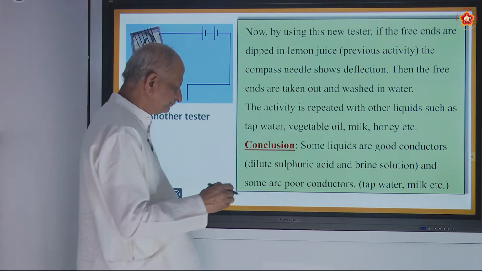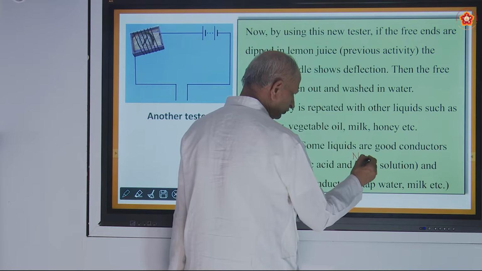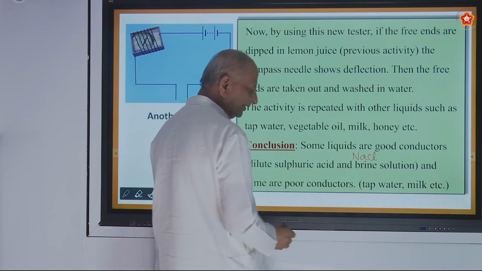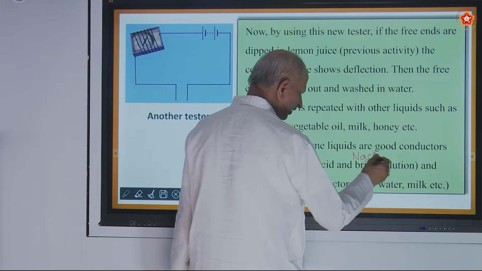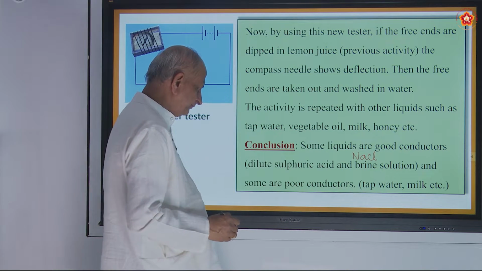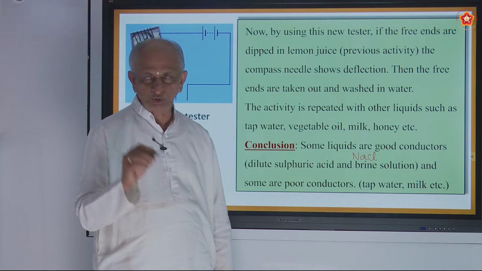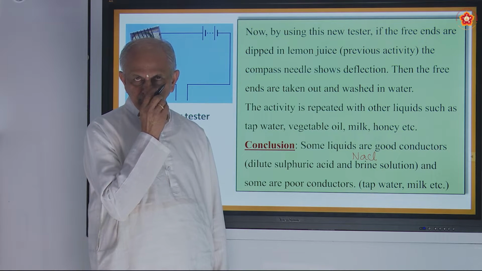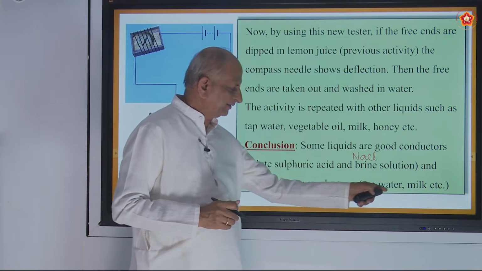What is brine? Brine is nothing but sodium chloride solution. Sodium chloride as it is not a good conductor. Only its solution is a good conductor. And some are poor conductors. Here you don't use the word bad conductor. Poor means weak. For example, tap water, milk, etc.